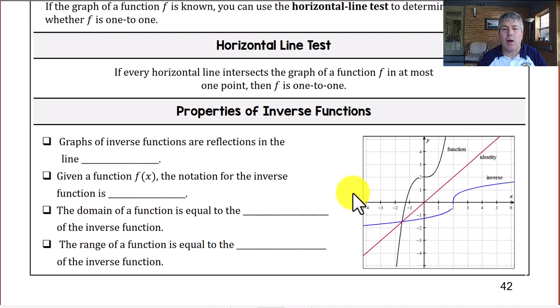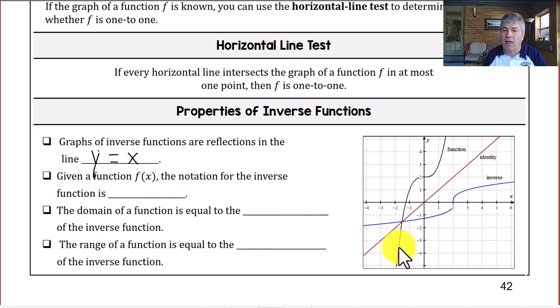Let's take a look at some properties of inverse functions. Graphs of inverse functions are reflections in the line y = x. We have not seen that, but we will go ahead and graph y = x. Really it's a line through the origin with a slope of 1, and we will reflect over that line.